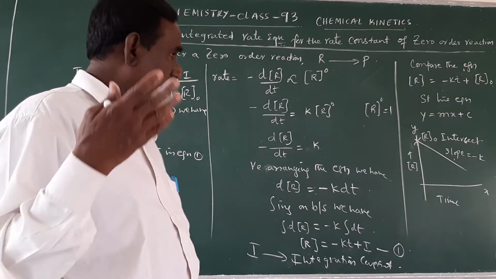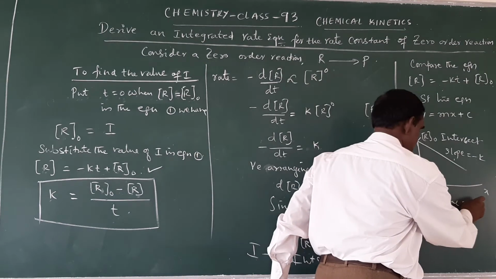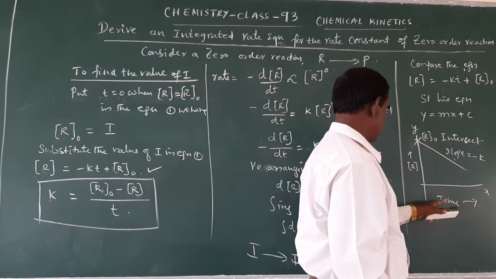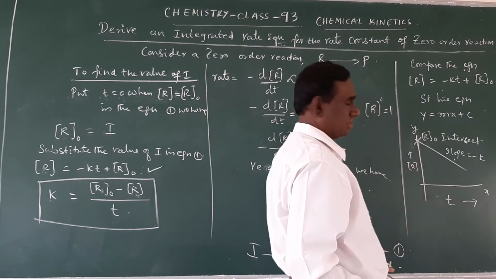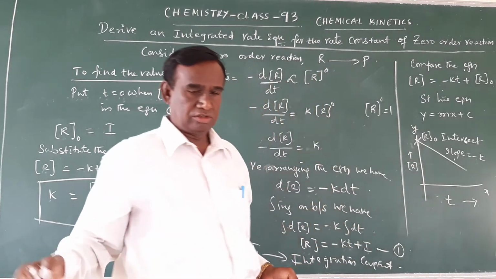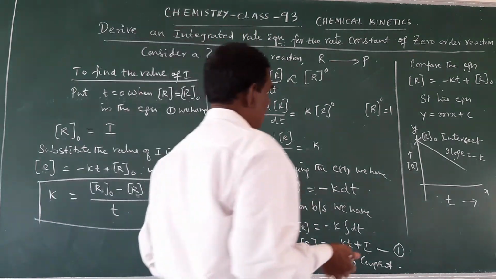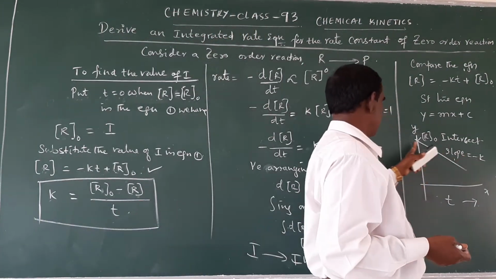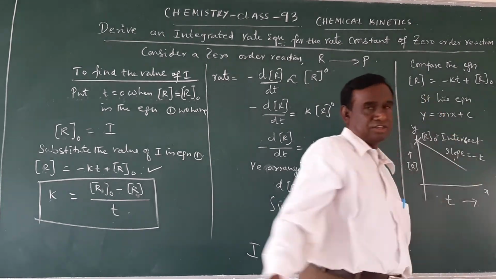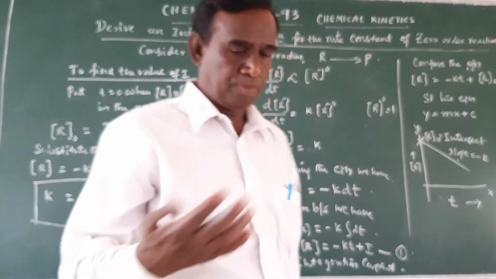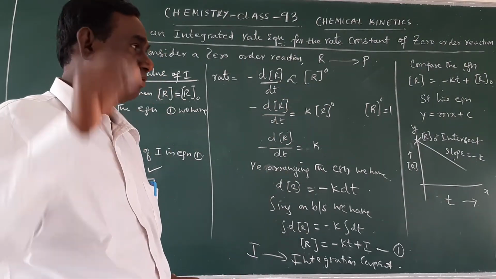If you draw a graph by taking time t against the x axis and concentration of R against the y axis, we are going to get a straight line graph with slope equal to minus k, and R naught, the initial concentration, as the intercept. So that is how we can get the slope. So this graph indicates the variation of concentration with time.